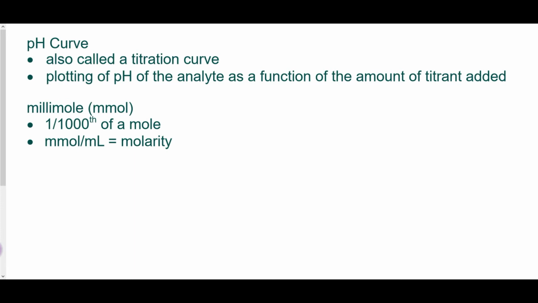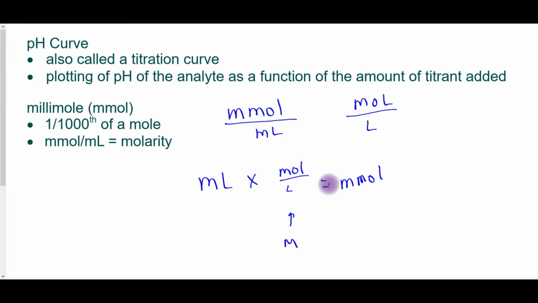A pH curve is also called a titration curve, and we're plotting the pH of the analyte versus the amount of titrant added. We're going to be using millimoles. It will allow us to eliminate lots of conversions each time. The relationship between millimole and milliliter is the same as between mole and liter. One way for us to find the millimoles is to take the molarity and multiply it by the milliliters. That's going to give us millimoles. You do not have to do this, but that is how I'm going to do my problems because I find it much quicker and I don't have to keep converting back from moles to molarity and then dividing by liter.